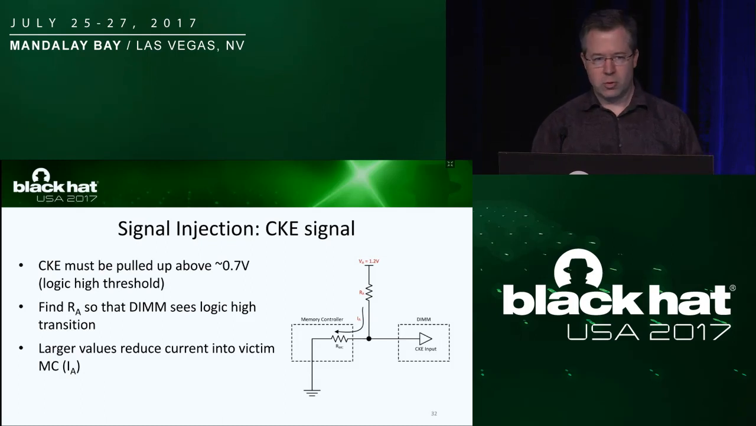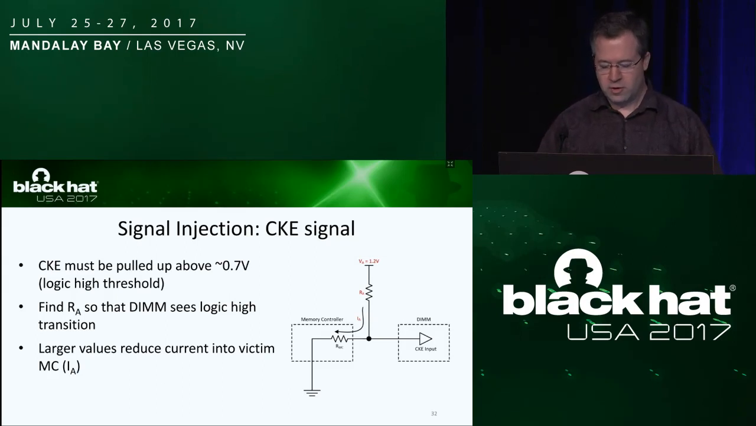Even while the memory controller was off, all the rest of its outputs were disabled, that CKE signal was tied to ground. So in order to overcome that, we don't want to just tie 1.2 volts, which is the DDR4 voltage level, directly to that CKE pin, because it's never a good idea to short power and ground together. So we decided to test out a variety of resistors.